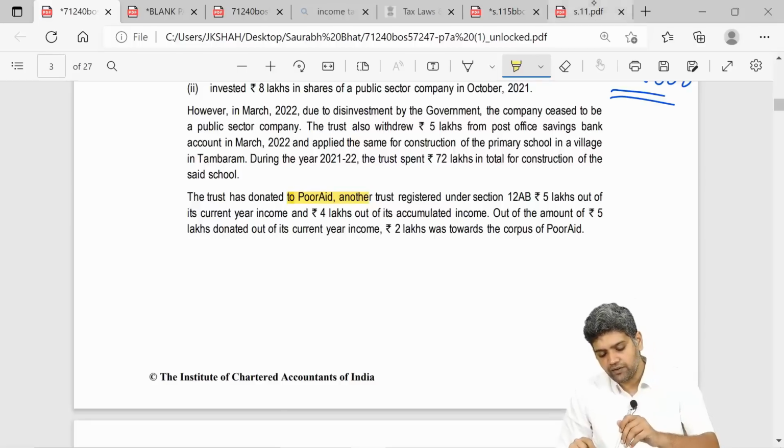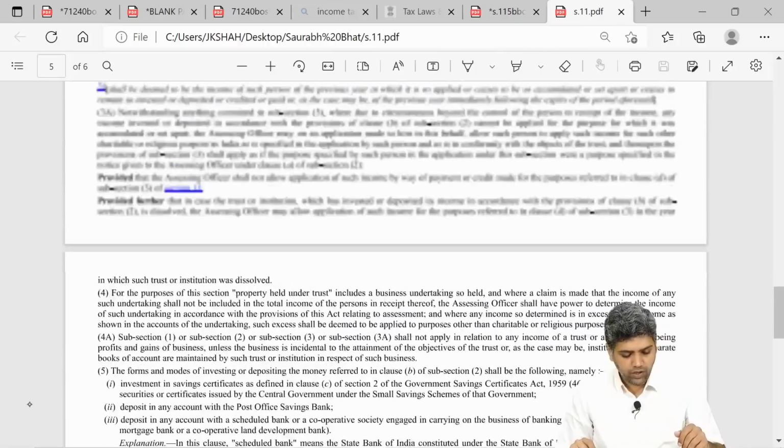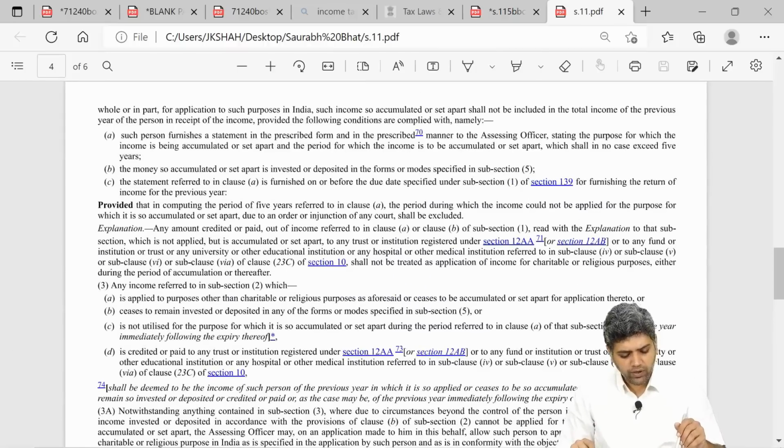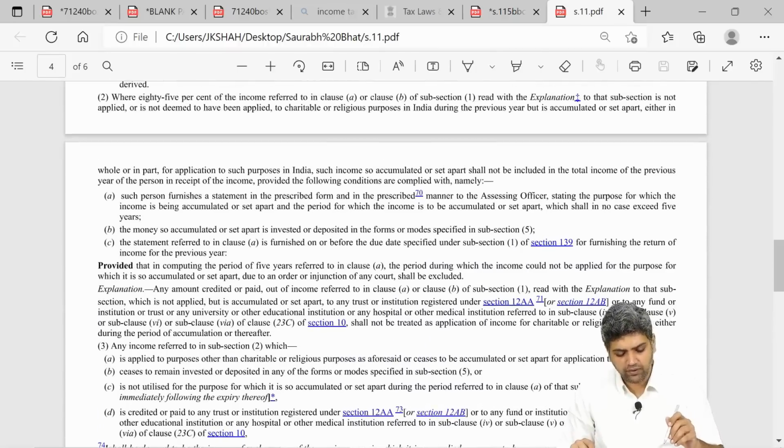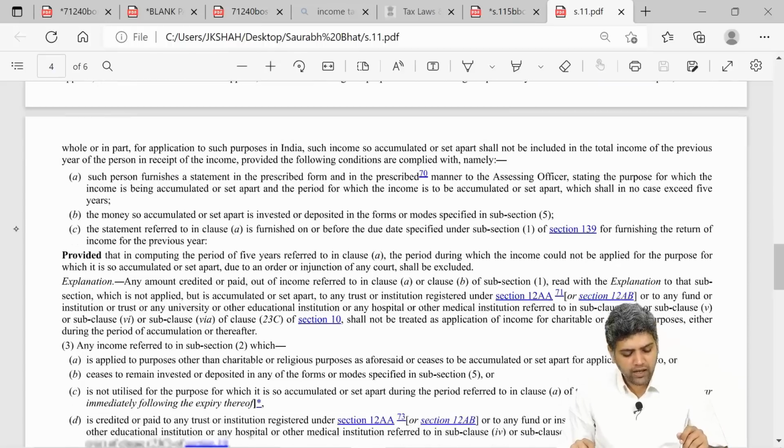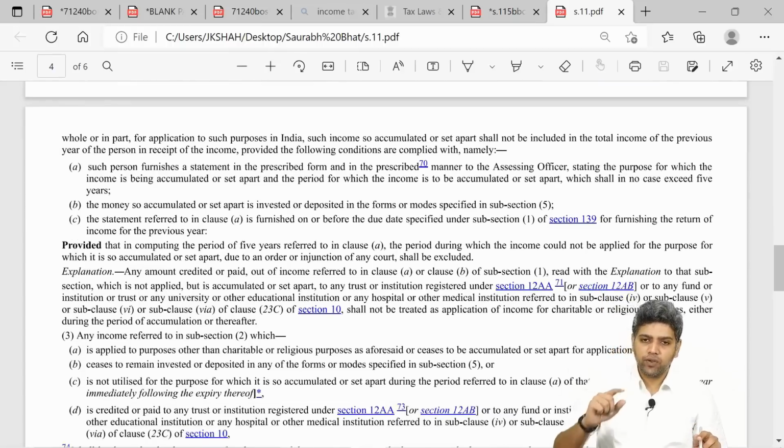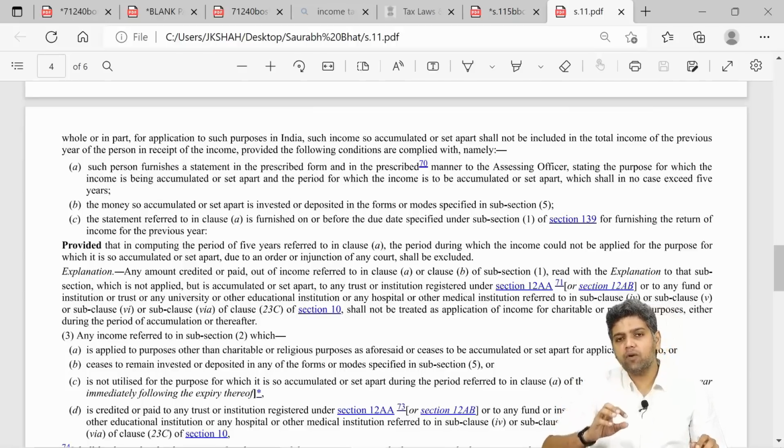Friends, under section 11 subsection 2, you are allowed to accumulate an amount for a maximum period of 5 years. But once you accumulate the amount, thereafter within 5 years or the year immediately after that, that is the 6th year, you have to utilize the amount for the purposes for which accumulation was made. You cannot give it as contribution to any other trust, otherwise it will become very fancy. Everyone will start accumulating amount. At the end of the 5th year, I will form another trust and transfer the amount.